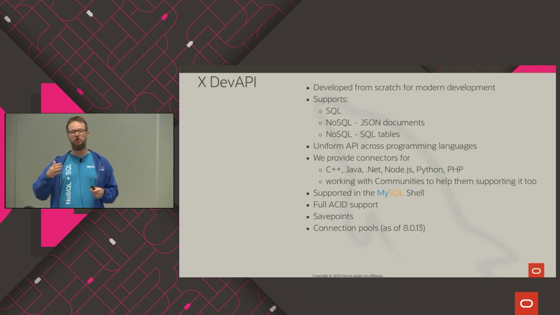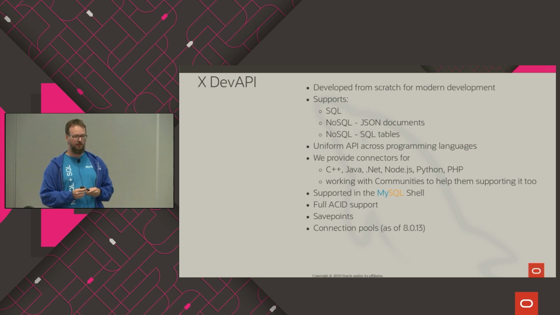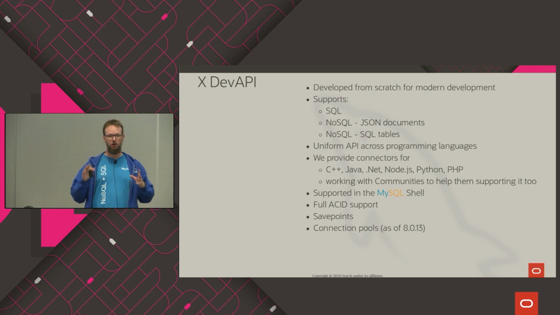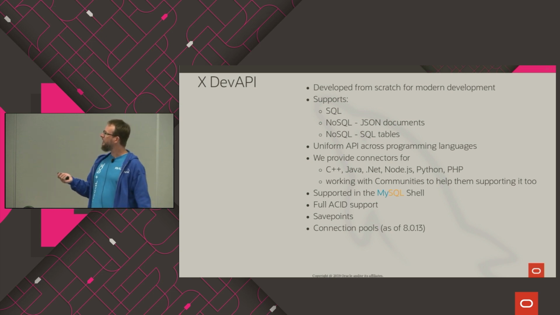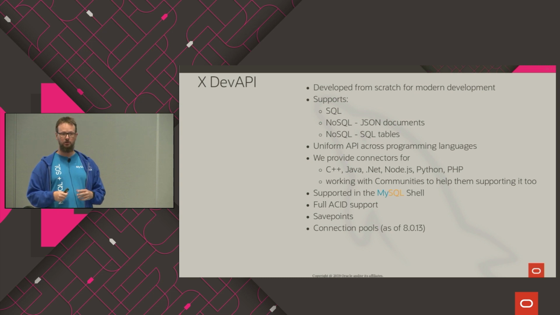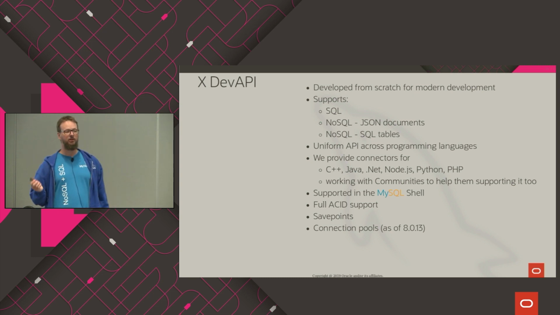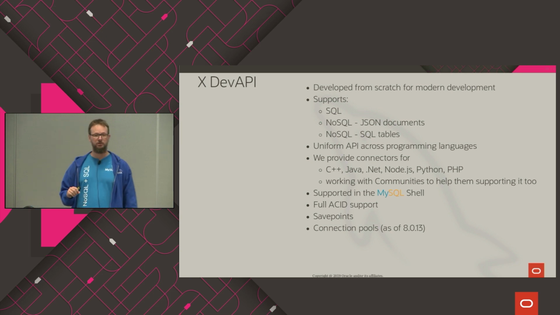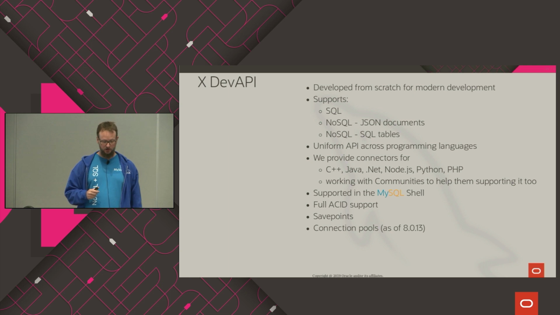So we don't use the 3306 classic protocol, as we call it. If you really want to use document store, you will have to use the new protocol, which is the X protocol. It supports SQL, so you can use the X protocol and do exactly what you are doing so far with MySQL, but also NoSQL for JSON documents and NoSQL for relational SQL tables. You can do all that with the document store in the X protocol.